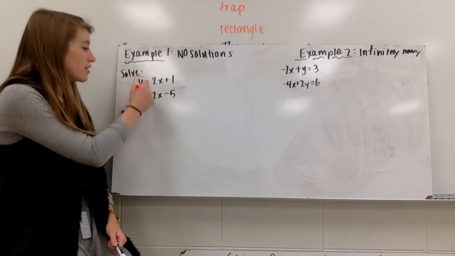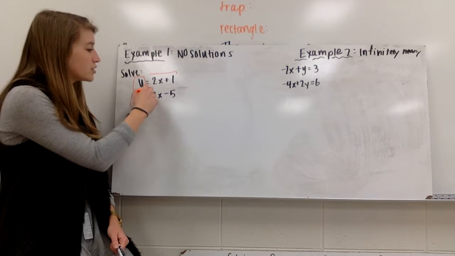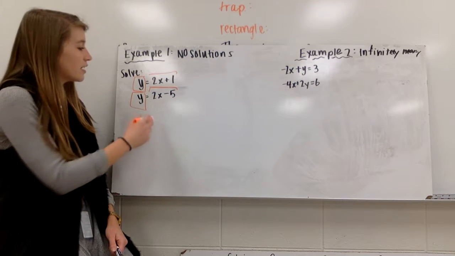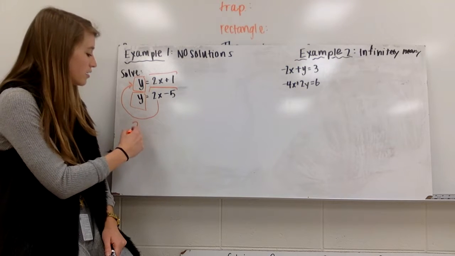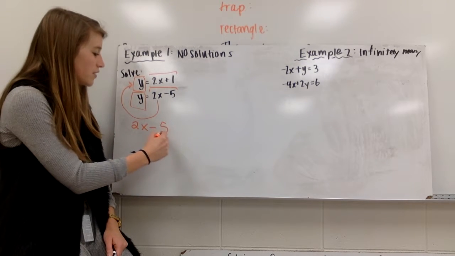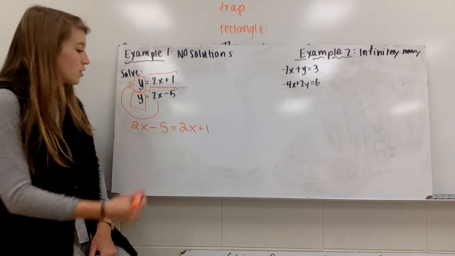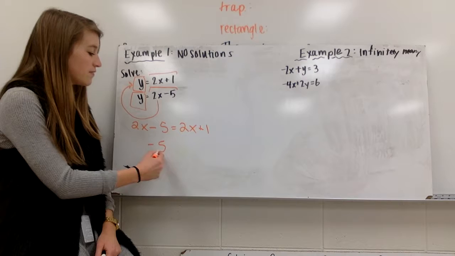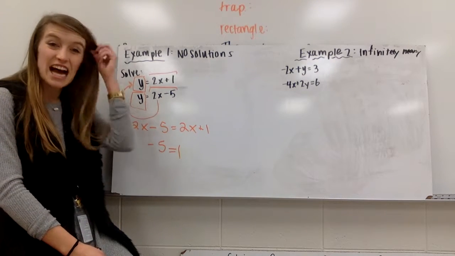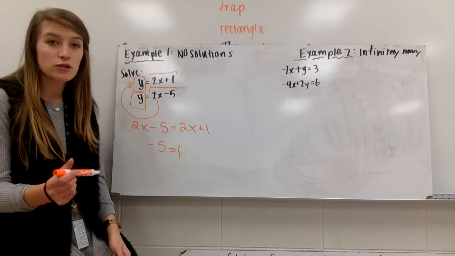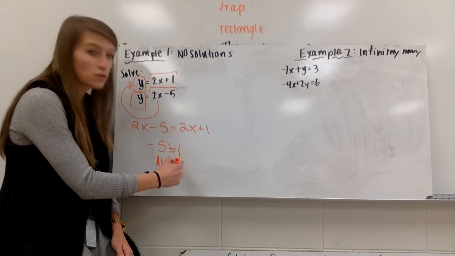I have y is equal to 2x plus 1 and y is equal to 2x minus 5. That means I can substitute 2x minus 5 in for y. 2x minus 5 equals 2x plus 1. When I solve this here, I have negative 5 is equal to 1. That is not a true statement, just like we would do for solving equations. Since this is not true, we would say no solutions.